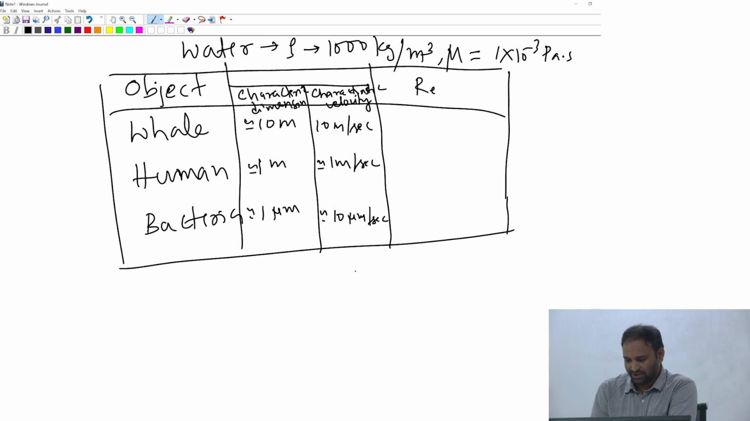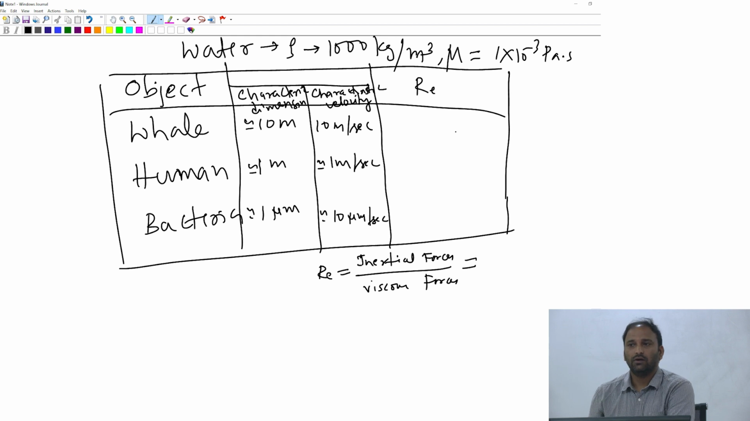Reynolds number is defined as inertial forces divided by viscous forces. That's what you learned. Typically it is defined as rho v bar, some length scale, divided by viscosity. That's your definition of Reynolds number. So can you calculate what is the Reynolds number?